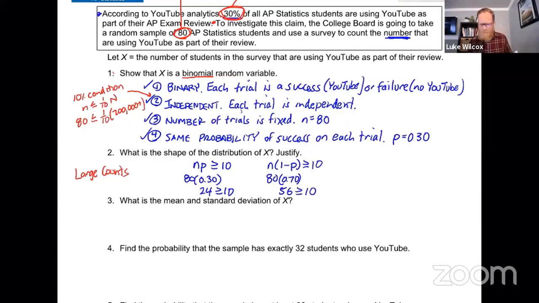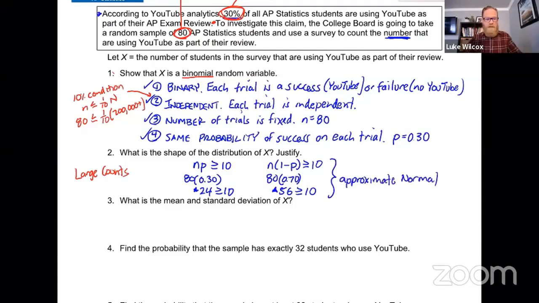And if we just think for a second here what these numbers represent, 24 is really the number of successes that we expect to get, right? 80 trials, 30% of them should be successes. That would be 24 successes. And this number over here, 56, represents the expected number of failures. So if the expected number of successes and the expected number of failures is greater than or equal to 10, then the large counts condition is satisfied. And what we can say then is that the distribution of X is approximately normal. So we have now the shape of our distribution.